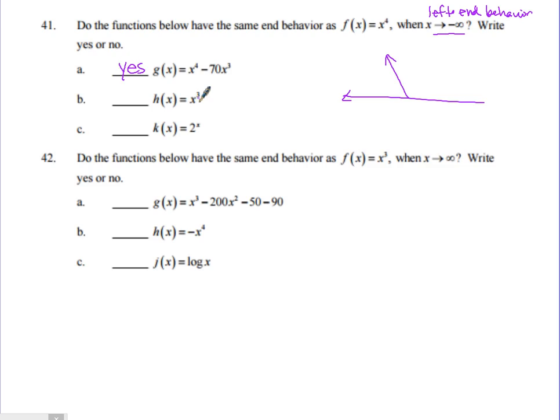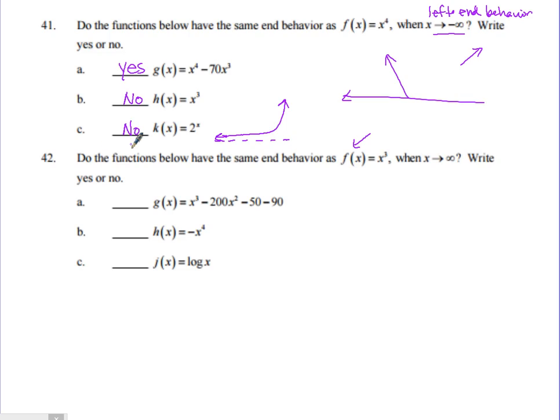All right, x cubed. Now x cubed is a positive, so it has a positive, and it's odd, so it's opposite. So do these end behaviors match? All I care about is the left, and the answer is no. Here we're going to be going down as we go left. All right. Here, 2 to the x. Now that's an exponential function, and it goes like this, and it has an asymptote at 0. So as I go left, I'm actually approaching the asymptote. I'm approaching 0. We're not going up forever. So this is going to be no. They do not have the same end behavior.